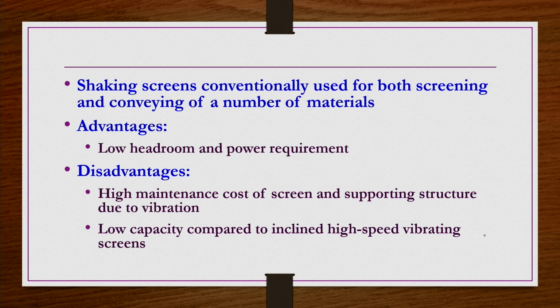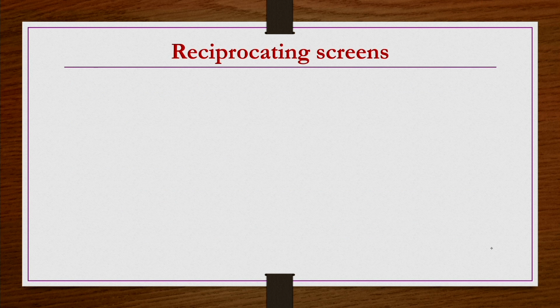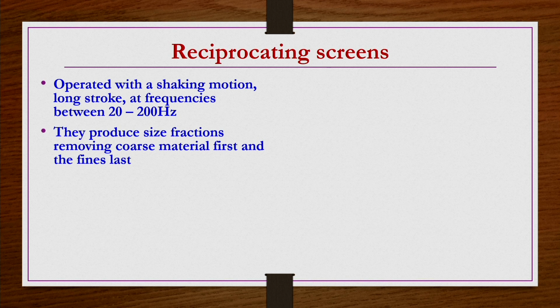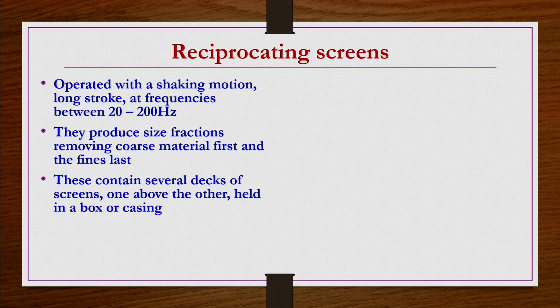Then reciprocating screens operate with a shaking motion of long stroke at frequencies between 20 to 200 Hz. They produce size fractions, removing coarse material first and the finest materials at the last. That is how these reciprocating screens are designed in general.